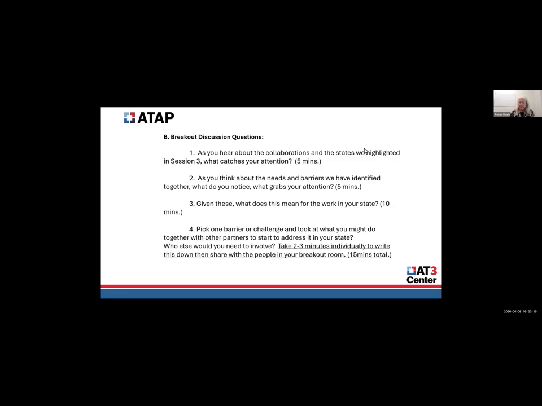What would I like to address? Who else might need to be involved? What other partners could I pull in? And just begin to brainstorm about how you might create a new or an expanded collaborative partnership to address the barrier that older adults in your state are experiencing in getting assistive technology.